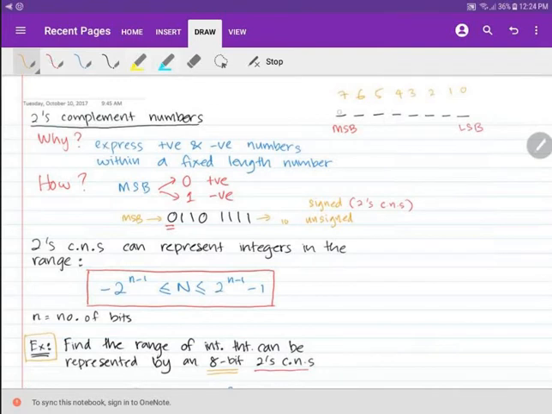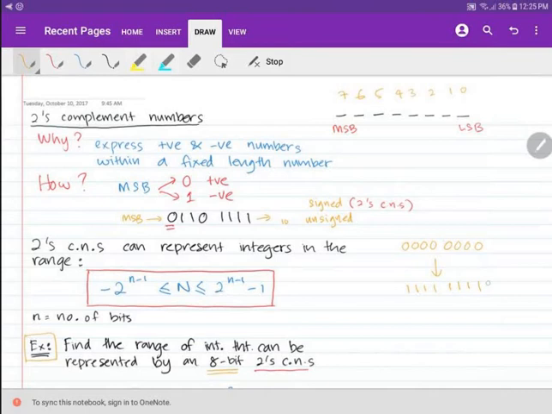What is the minimum value that it can represent? No, unsigned, normal binary number. The minimum is 0. Unsigned, it is 0. So unsigned means you are 0 0 0 0 0 0 0 0, and then each bit keeps increasing until the maximum is 1 1 1 1 1 1 1 1.